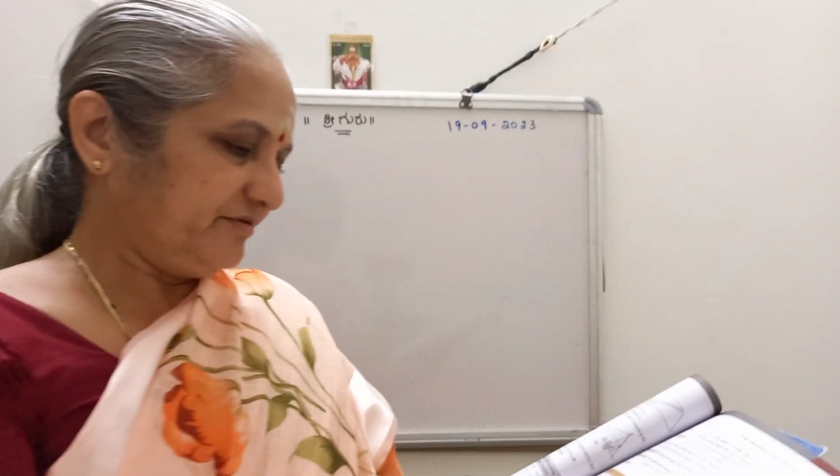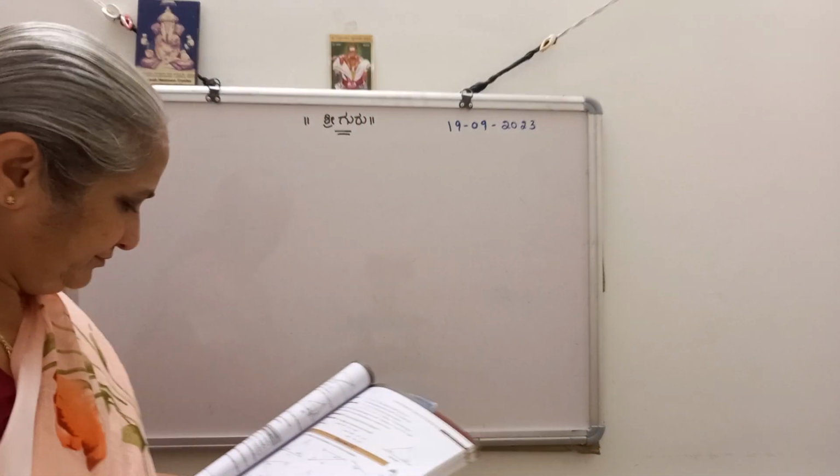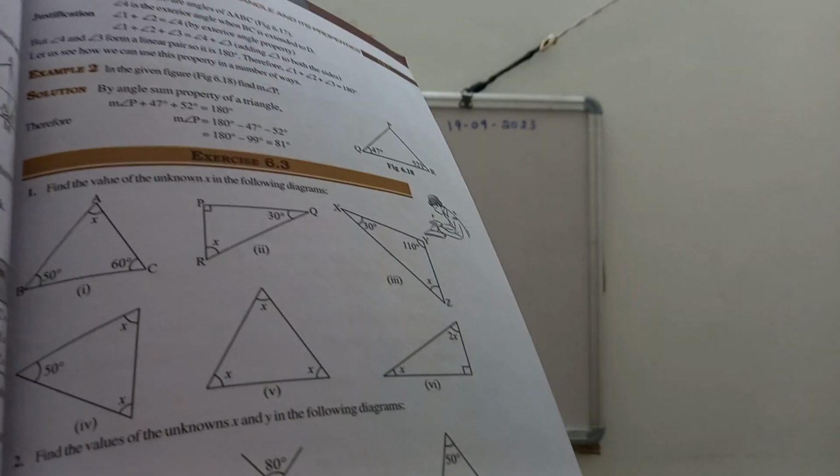Now the second main. Find the values of the unknowns x and y in the following diagrams. Look at the figures.